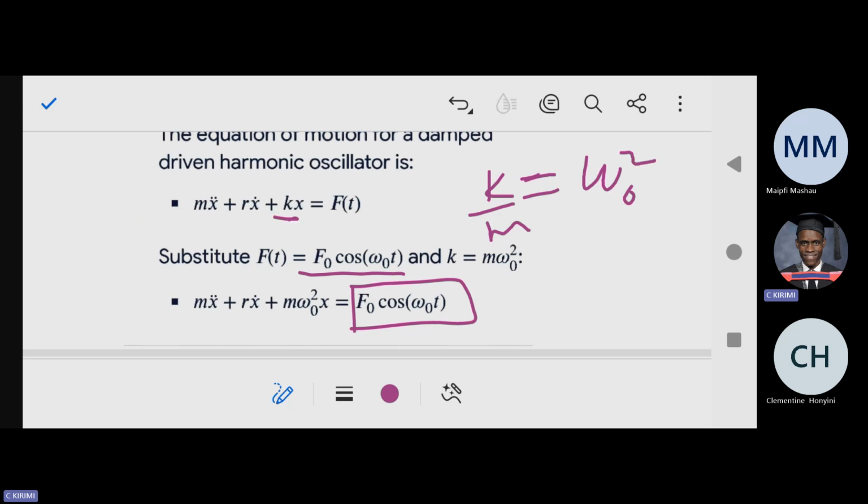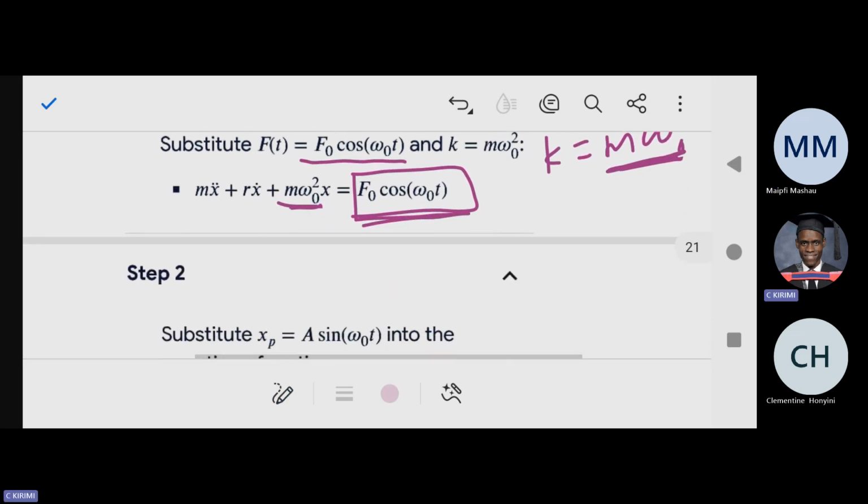So where there is k, you solve the equation by multiplying both sides by m. So k will be equal to m omega naught squared. So where there's k, you are now putting omega naught squared. That is the only change that we have done. So we have replaced F(t) with F naught cos omega t, and we have replaced k with m omega naught squared.